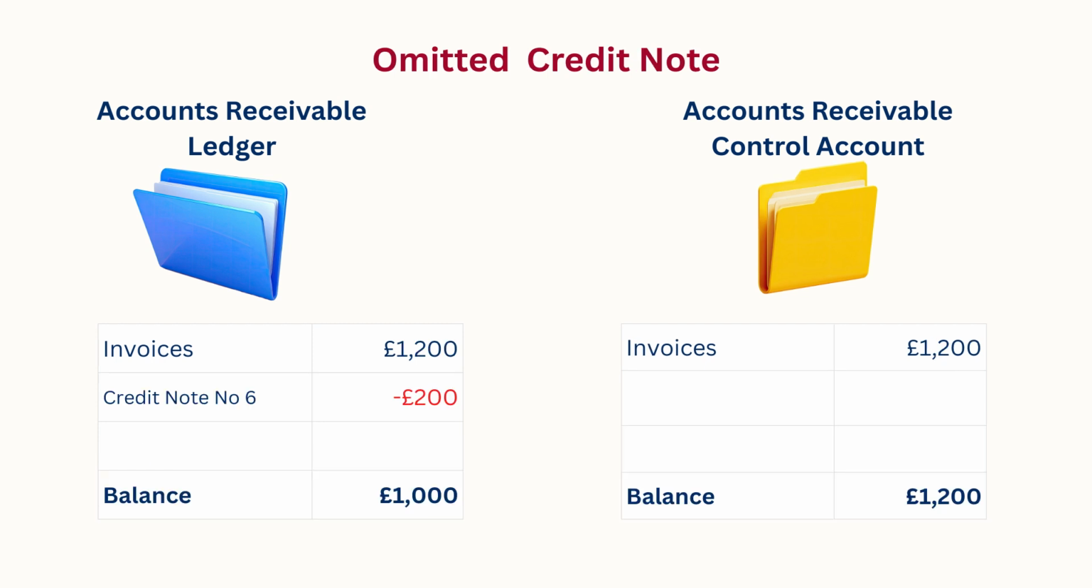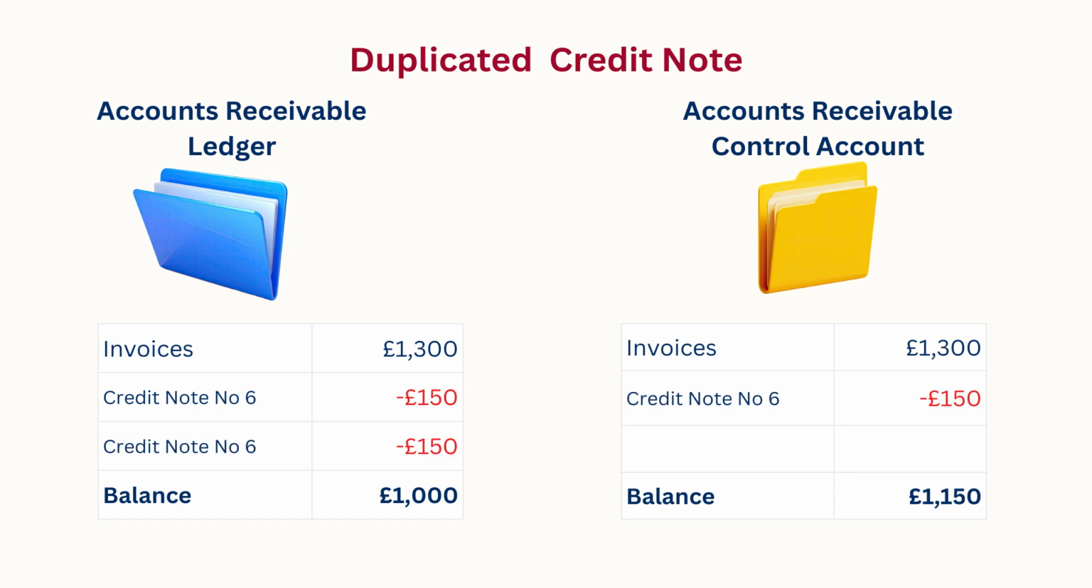The next type of error is omitted credit note. In this example, a credit note for £200 has been issued and correctly entered in the Accounts Receivable Ledger. However, it has not been posted to the Accounts Receivable Control Account. A credit note reduces the amount owed by the customer. Since the ledger has recorded it, the ledger balance is correctly reduced to £1,000. But because the control account did not record the credit note, its balance remains at £1,200, which is £200 too high. This is an example of a credit note omission from the control account.